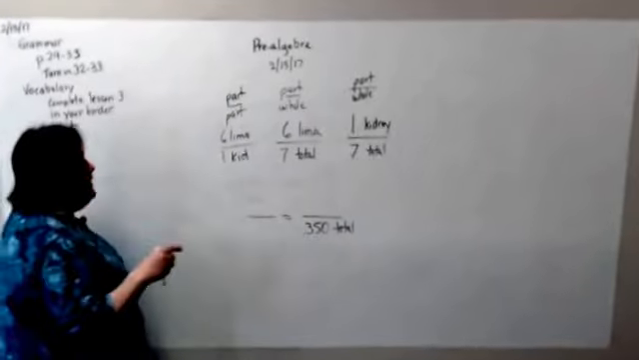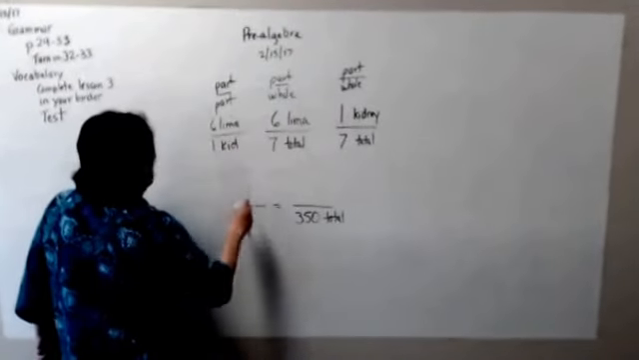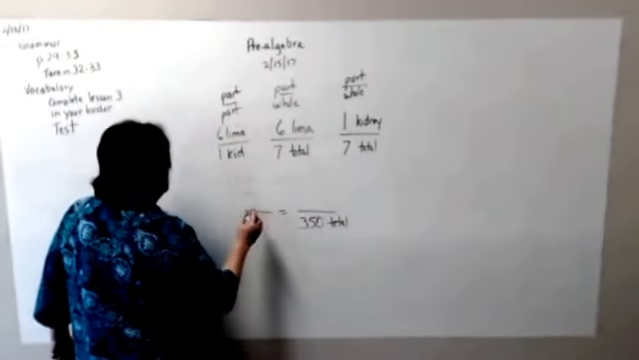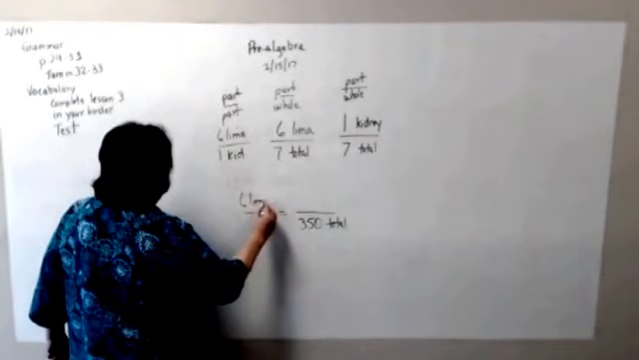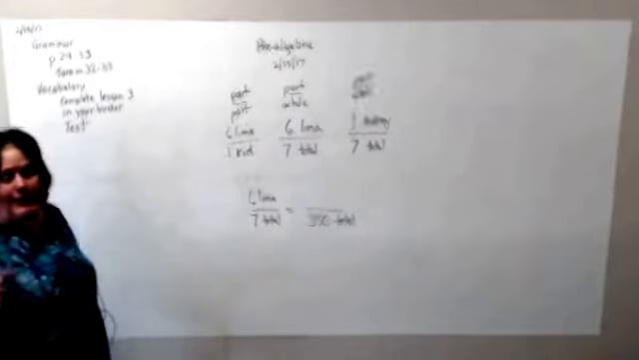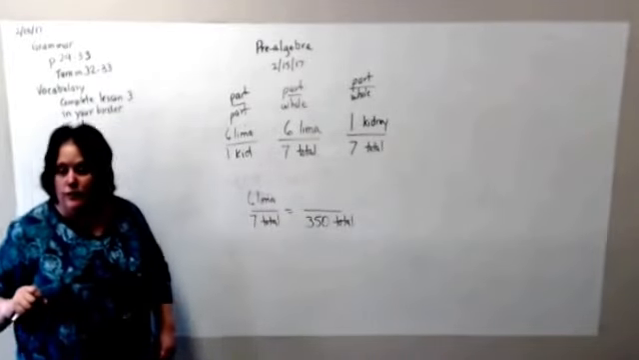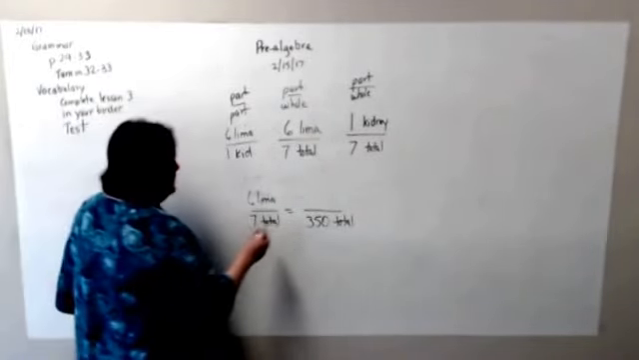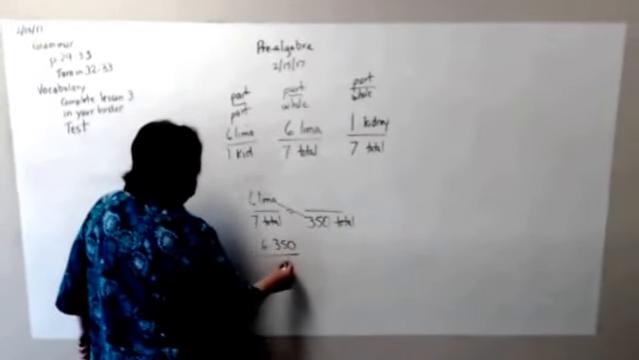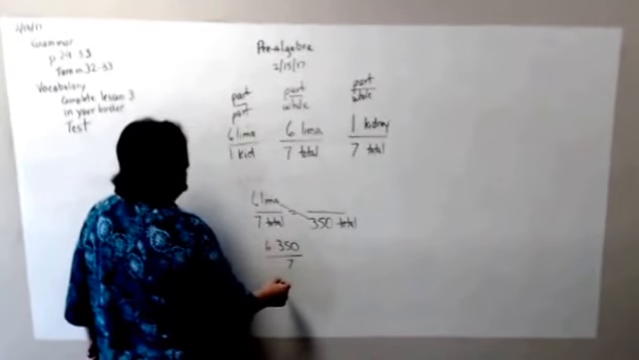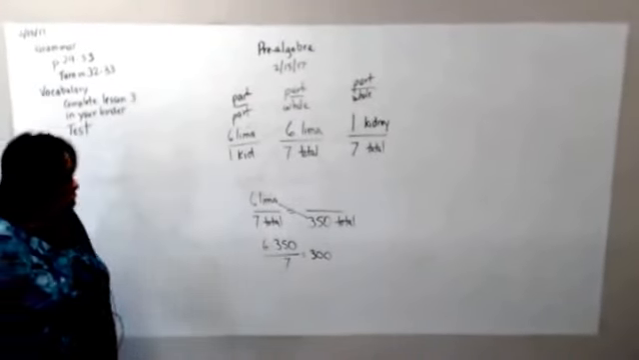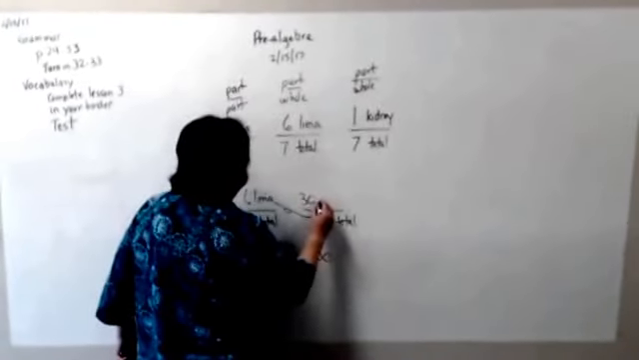First, we need to find out how many limas we have to total. Because this is total, so we have to use one of these. Let's do 6 lima to 7 total. And let's find out how many lima beans we have if they're 350 total. 6 times 350 divided by 7 equals 300. So I know I have 300 lima.